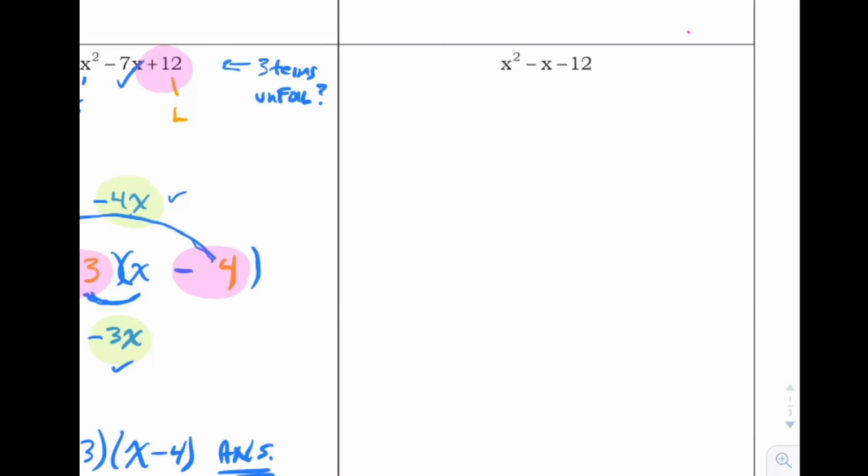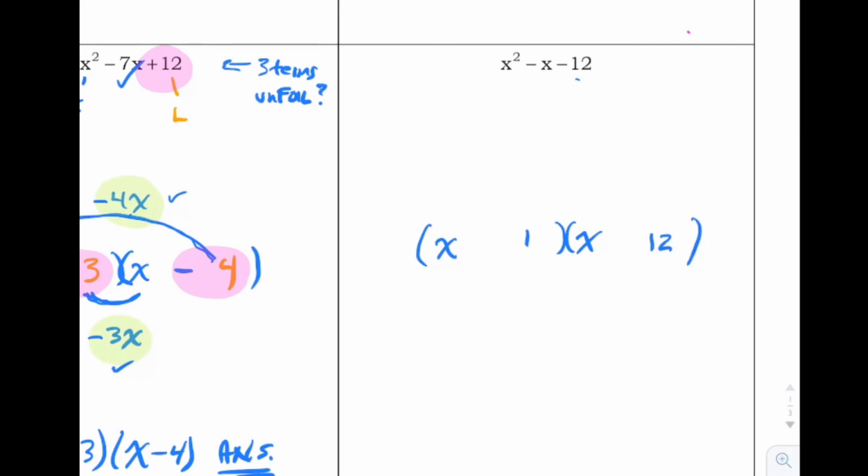So, okay, trinomial, let's try to unfoil. I'm going to think of the x squared as an x times an x. That seems to be the way these always work. x squared is x times x. Now I have to think about the 12. 12 breaks up a couple different ways, so you just have to start trying them.